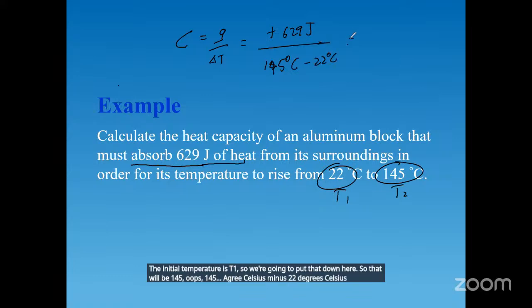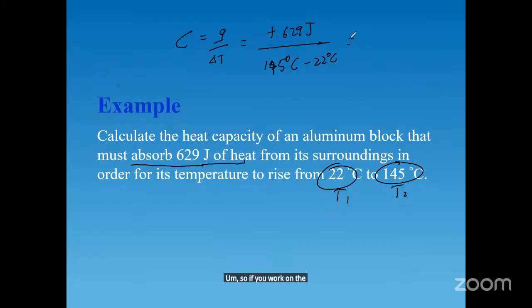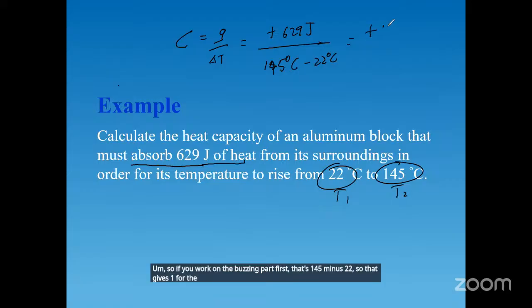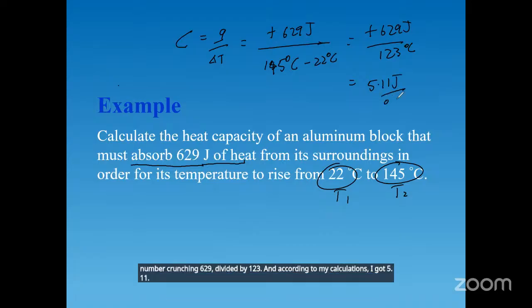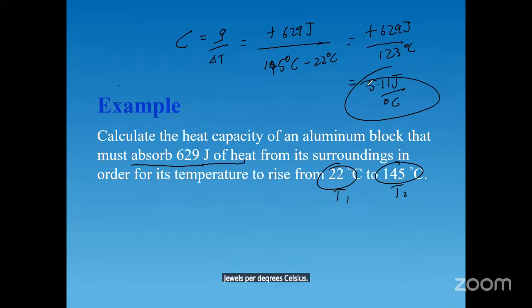And that's it. So if we work on the bottom part first, that's 145 minus 22, which gives 123. So that's plus 629 joules over 123 degrees Celsius. And then we do the number crunching, 629 divided by 123. According to my calculations, I got 5.11 joules per degree Celsius. And that would be the answer. All right, that would be the specific heat. Not the specific heat, the heat capacity.